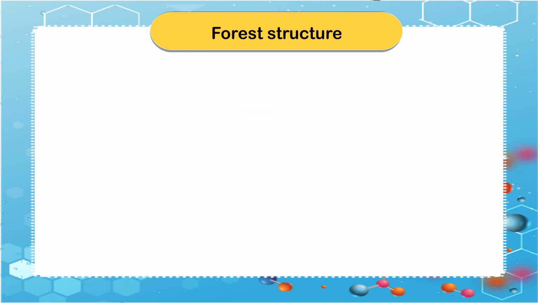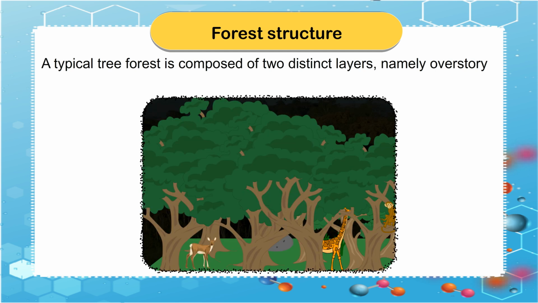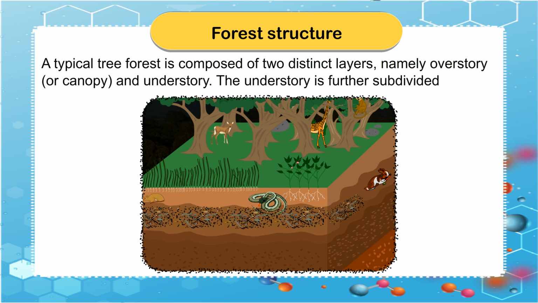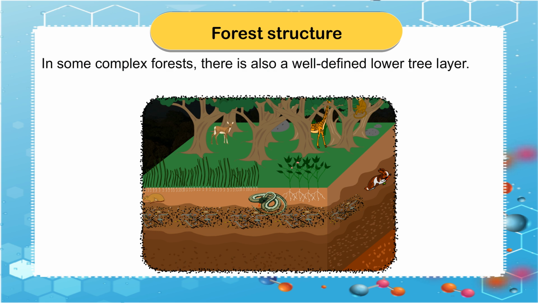Forest structure. A typical tree forest is composed of two distinct layers, namely overstory, or canopy, and understory. The understory is further subdivided into the shrub layer, herb layer, and also the moss layer. This moss layer is called forest floor. In some complex forests, there is also a well-defined lower tree layer.